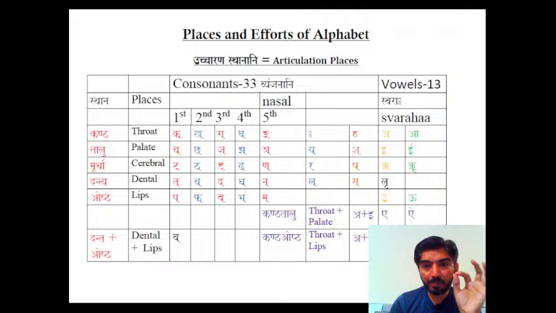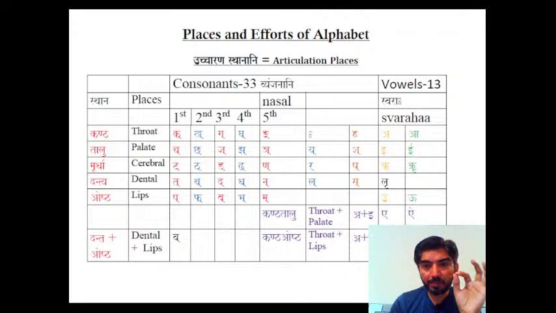If you don't want to take a page, just keep your palm like this, near your mouth, and speak. You will experience that in alpa prana less air comes out while you speak alpa prana letters, and while you speak mahaprana letters, meaning the second and the fourth of each group, your air will come out more.